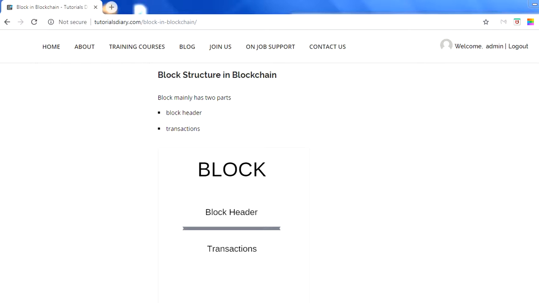The structure I'm going to talk about in this session is very generic. It is not confined to any platform, because Bitcoin has its own block structure, Ethereum has its own, multi-chain has its own, and Hyperledger has its own. So this session is not for any specific platform, but is a generic session. Let's talk about the block structure in blockchain. As you can see in this diagram, a block will have two parts. The very first part is the block header and the second part is transactions.